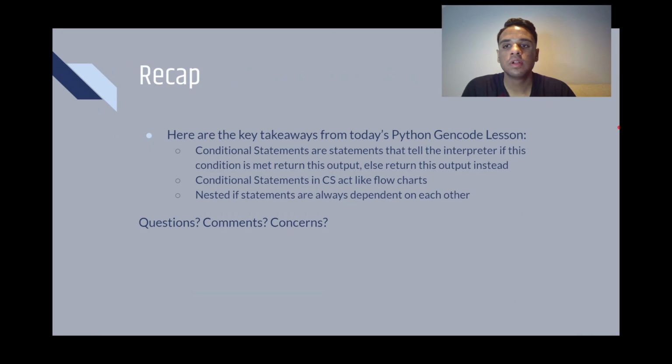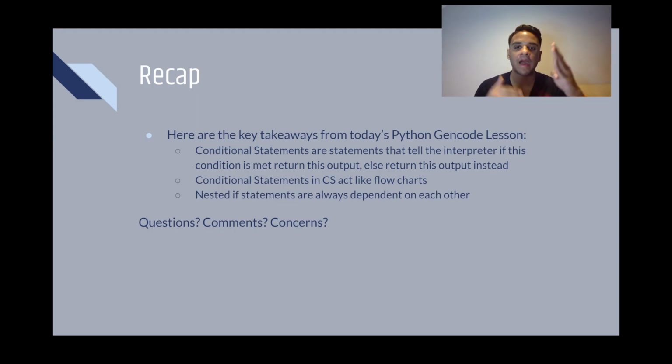Okay, so let's do a little recap here. Here are the key takeaways from today's Python Jancode lesson, right? Conditional statements are statements that tell the interpreter: if this condition is met, return this output, else if it's not met, return this output instead. Pretty straightforward, right? And again, like a flowchart, conditional statements in computer science work exactly how a flowchart works, right?